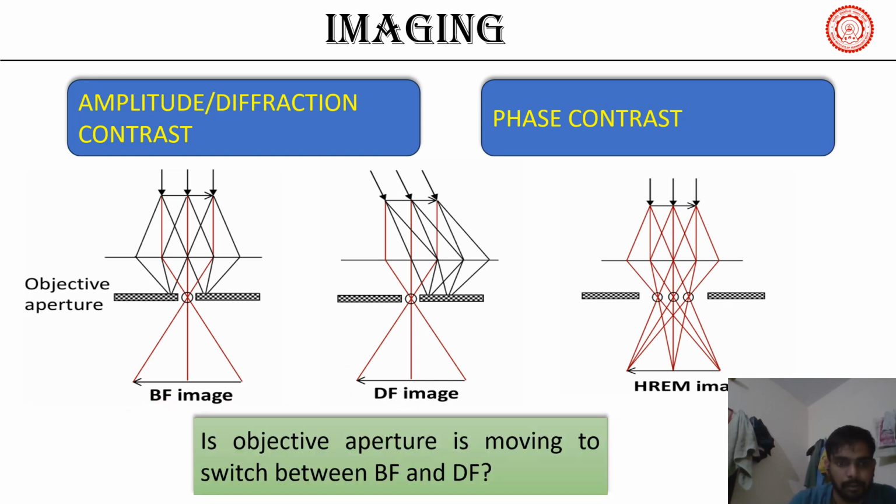The answer is no. Basically, we move our electron beam source, and the objective aperture stays in its position, and from that we get bright field and dark field images. Both types of images give different types of information regarding a specimen.